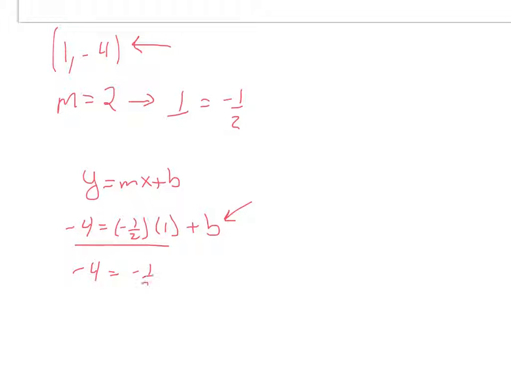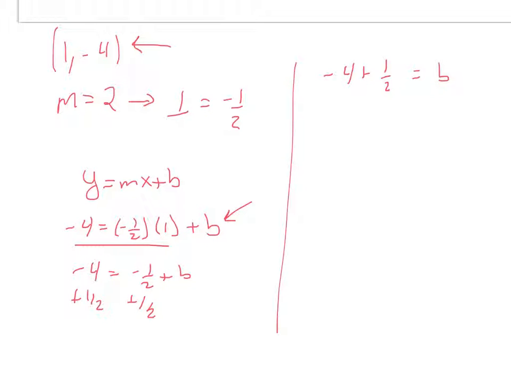-4 is equal to -1/2 plus b. I'm going to add 1/2 to both sides, and I'm going to continue my work over on the other side. So I have -4 plus 1/2 is equal to b. I should be able to think about these numbers, and it's going to end up being -3.5.